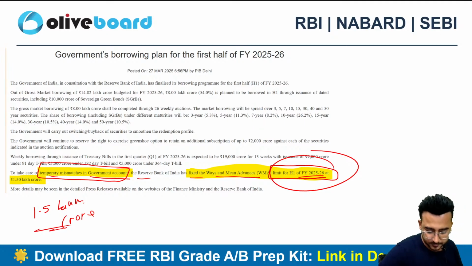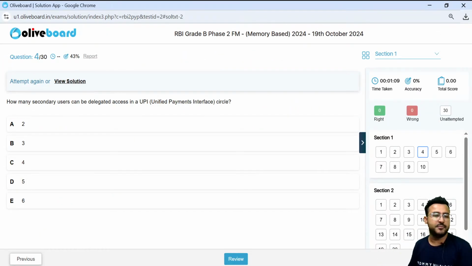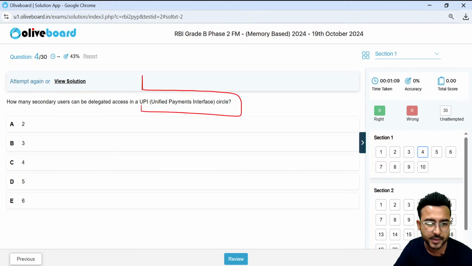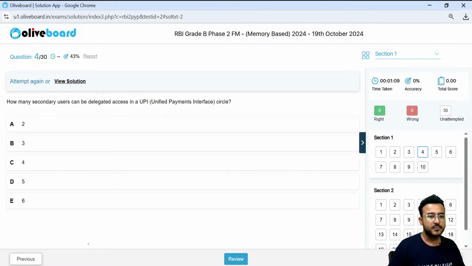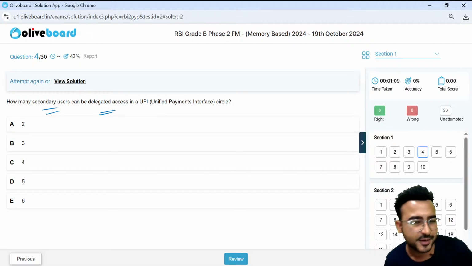Okay guys, next one. How many secondary users can be delegated access in the UPI circle, Unified Payments Interface circle? How many secondary users can be delegated access in the UPI circle? Everyone in the comment section, guys, would love to see your participation. That's the idea of doing the live session, so that you guys can interact with the faculty members.